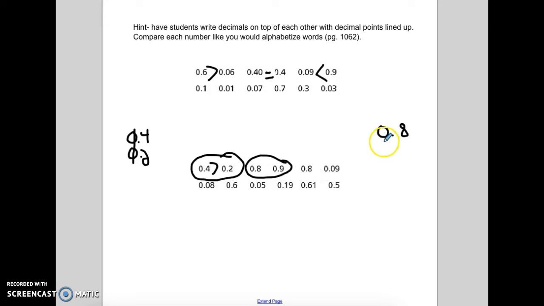Now, sometimes I have kids who just say, I just know the answer. I don't want to write it out, Mrs. Nass. I don't want to write it above each other. But you need to do it because they're going to start getting very tricky very soon. And we're just practicing the skills. So write it out this way and let's compare.